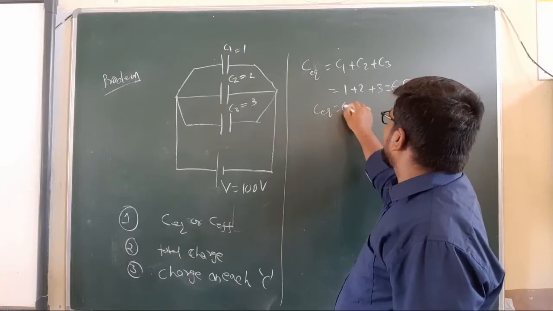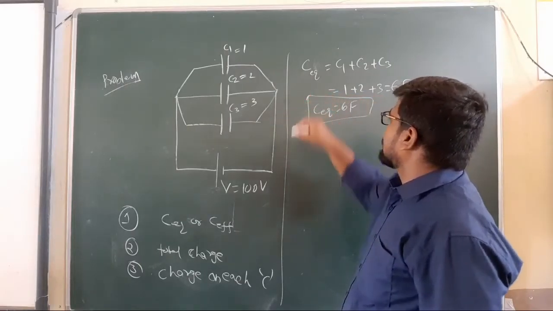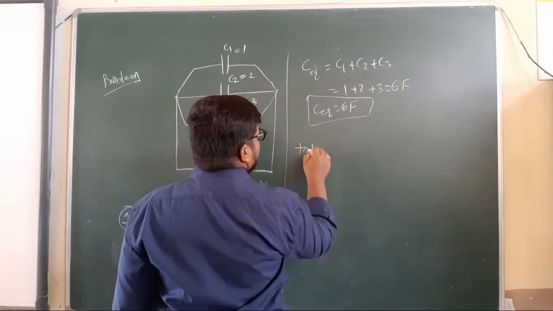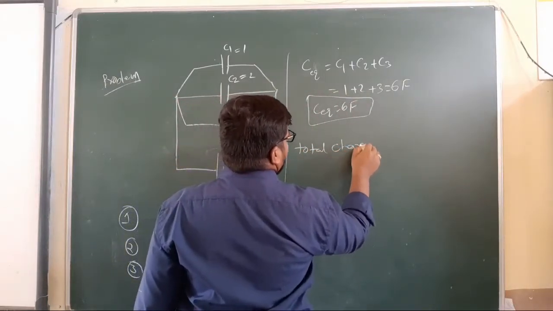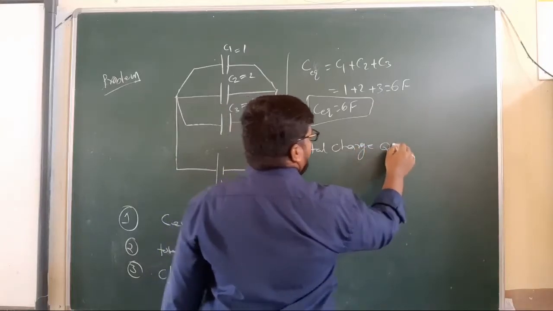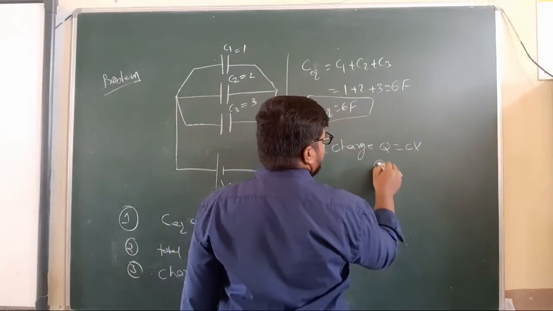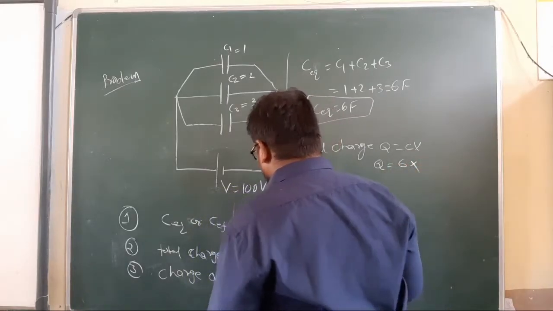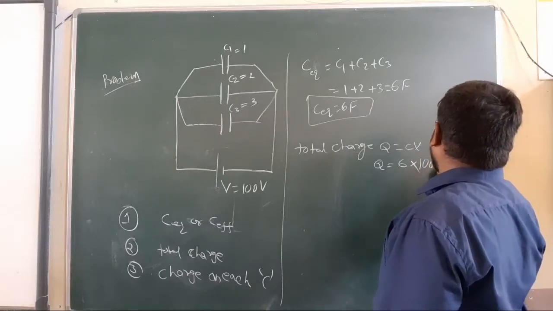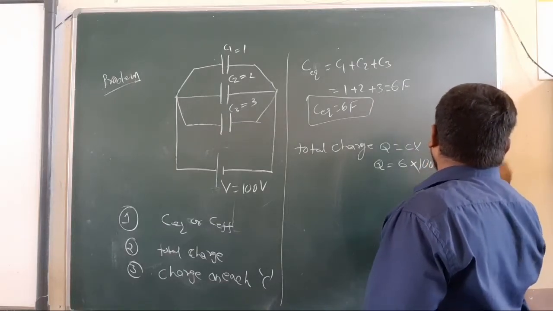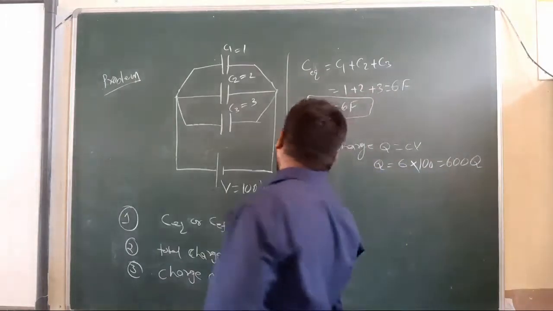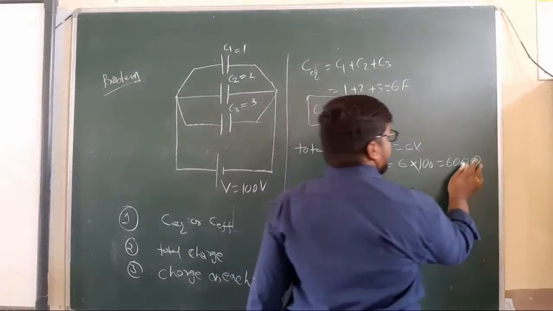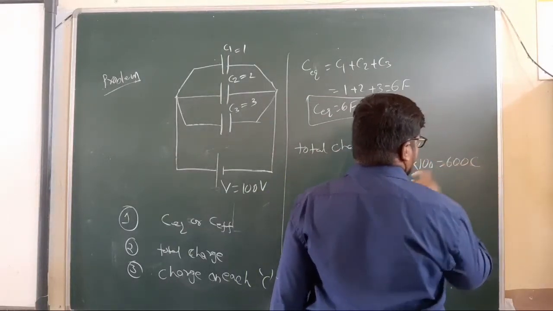C equivalent is equal to 6 farad. Okay. Then what is the total charge? Total charge Q is equal to CV. So what is C? 6, into what is V? 100. 600 coulombs. How much value? 600 coulombs.